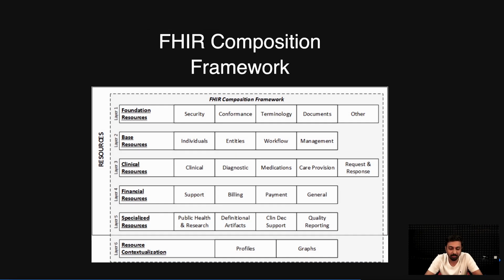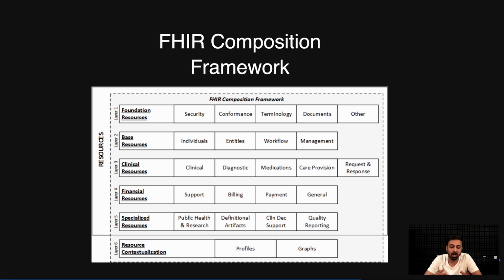Now let's see, since there are different formats of data, right? There can be clinical data or there can be billing related data, right? So how do we organize them? FHIR has a concept of a composition framework. The composition framework is basically a way of structuring the data into different categories. If you see here, we have 6 layers of data categories. One is the foundation layer, then there is a base layer, then a clinical layer, then a financial layer, next is specialization, and last is contextual.